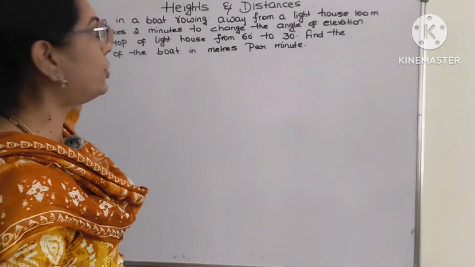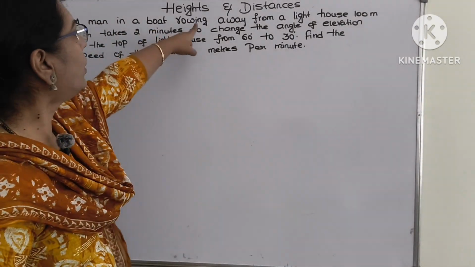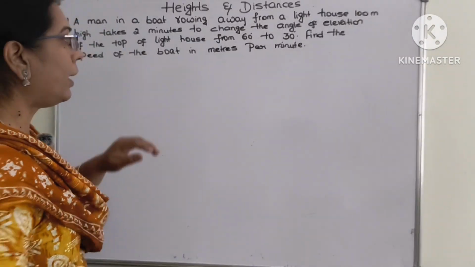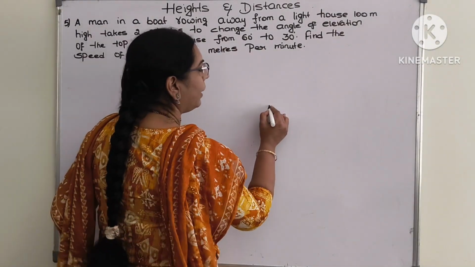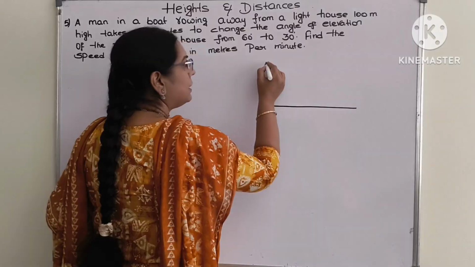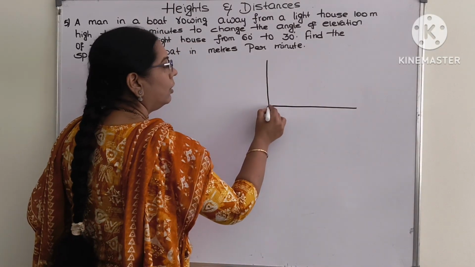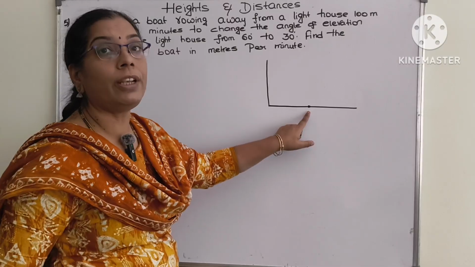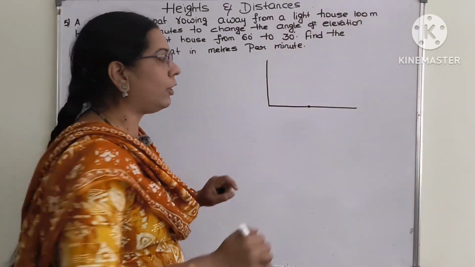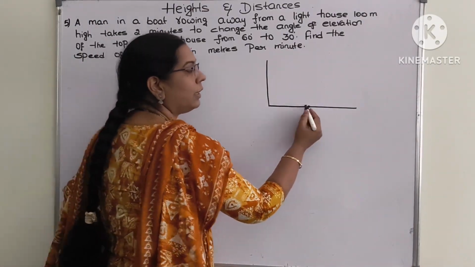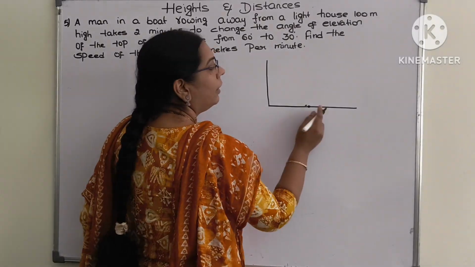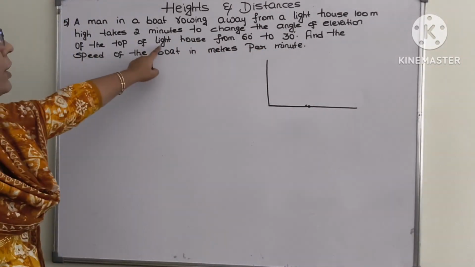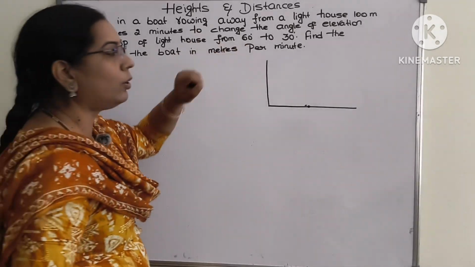Now this is interesting, children. A man in a boat is rowing away from a lighthouse 100 meters high. Okay, let us do it line by line. This is the lighthouse. Imagine initially he is at this point, rowing away from the lighthouse. He is not coming towards it, but moving away, and within 2 minutes he changed the angle of elevation of the lighthouse from 60 to 30.